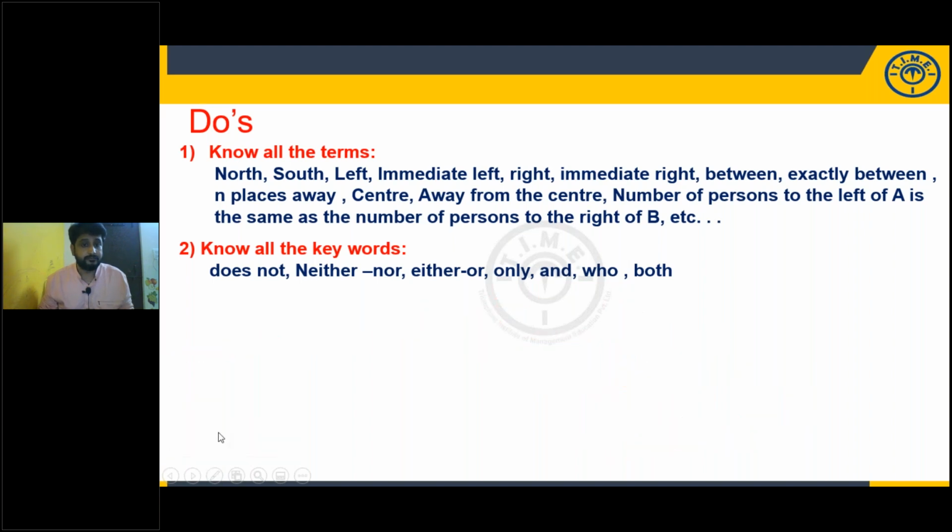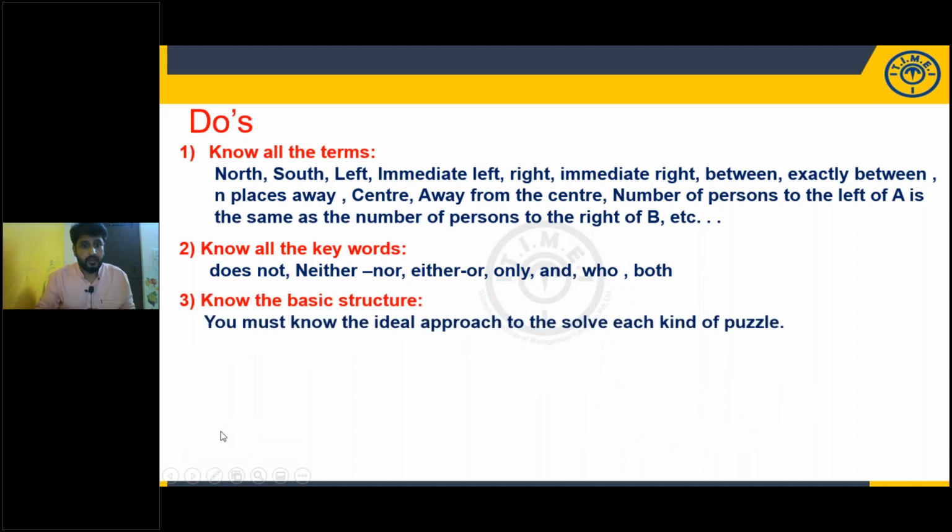Otherwise it is not. Now, what is the ideal approach to solve each kind of puzzle? You must know, because there are different types of puzzles possible. There is no predefined structure for solving any of these. They may give any kind of puzzle, they may give any kind of clues. So you have to practice as many puzzles as possible to get one approach.